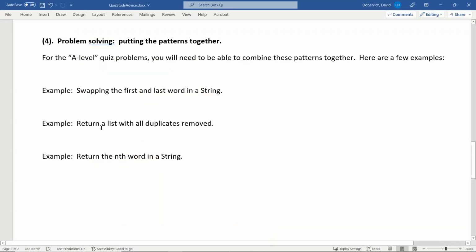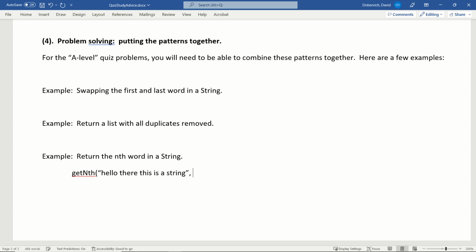Last class we did the warm-up, which was to return a list where all of the duplicate values in the list have been removed, or a new list that only contains one copy of each unique value from the original list. What if I asked you to return the nth word in a string? For example, get nth, and the string is "hello there, this is a string", but then I want to get the third word in the string, so first, second, third. It would return the word "this".